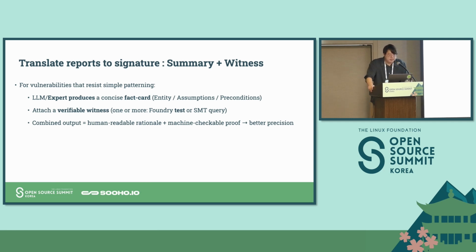And second, the witness is a small verifiable artifact, such as boundary tests or lightweight SMT queries, simply used in static analyzers. Together, the fact card and the witness form a bridge between human reasoning and automated validation. The fact card explains the issues in plain language, and the witness provides machine-checkable proof that the problem really exists. And this knowledge might help LLM-based approaches to build concrete, machine-automated validation as proof for their own findings.